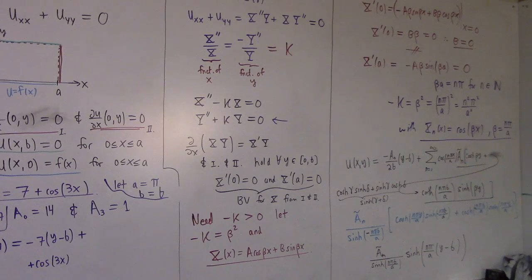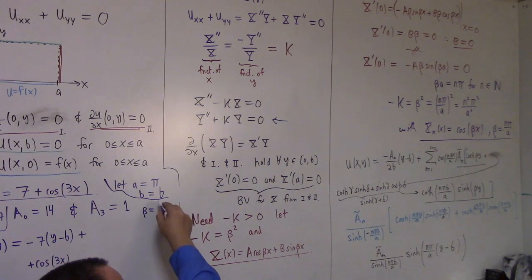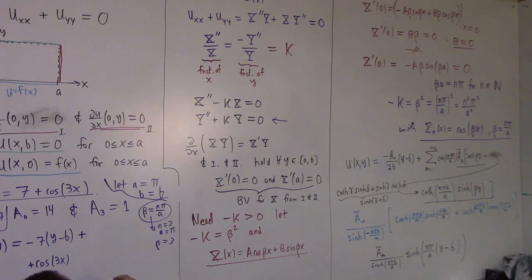A sub 3 was 1, so then I've got a cosh of beta. What's beta equal to? N, which is just 3. Yeah, beta is n pi over a. So a is already pi. For n equal to 3 and a equal to pi, beta is just what? 3. Okay, so we got cosh of 3y.